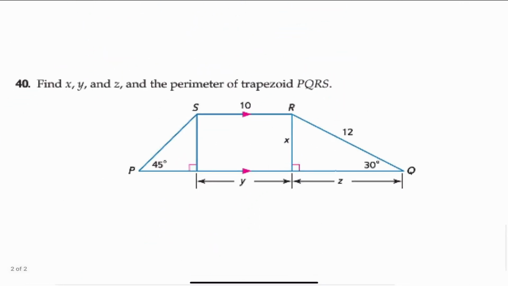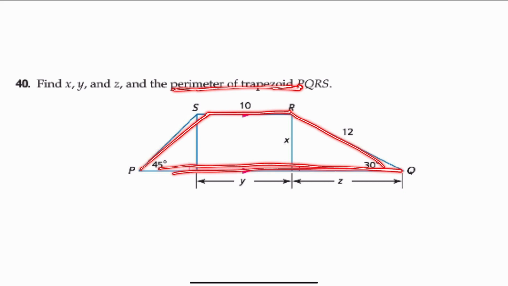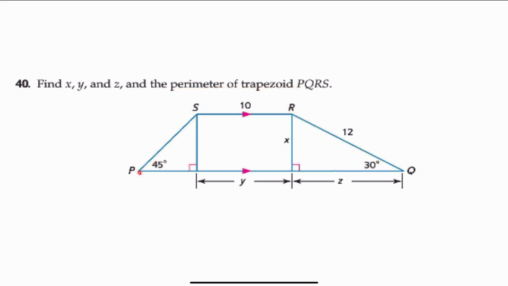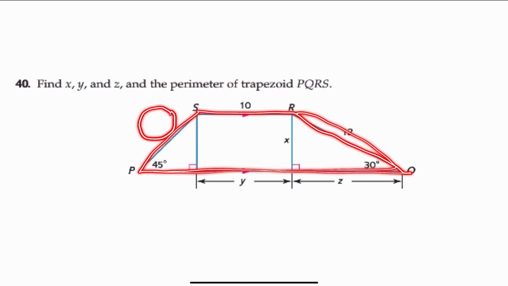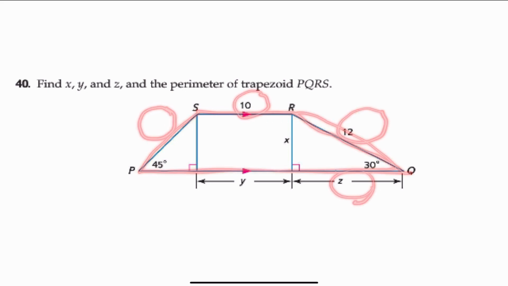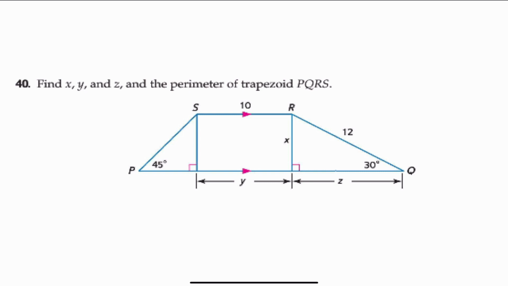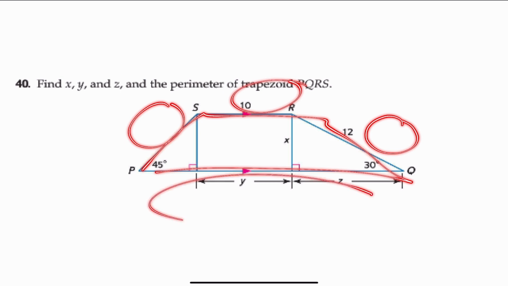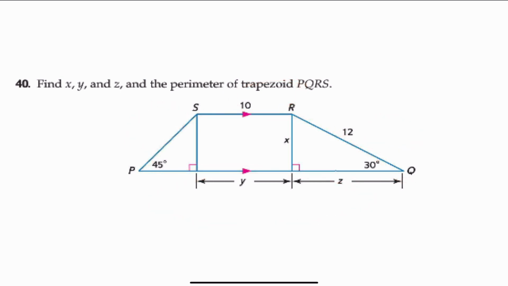All right, 40, find x, y, and z, and the perimeter. So you're adding all the sides here. So this is the perimeter of the trapezoid P, Q, R, S. Okay, so it's P, Q, R, S. So you're talking about if you figure out this side here, plus this side here, plus this side here, plus this side here. Or let me rephrase that. It's this side plus this side plus this side plus that side to figure out the perimeter, okay?